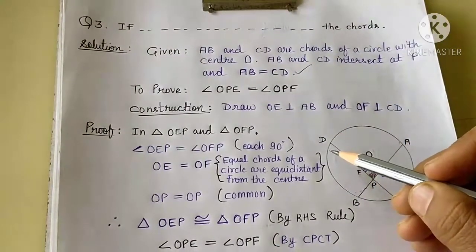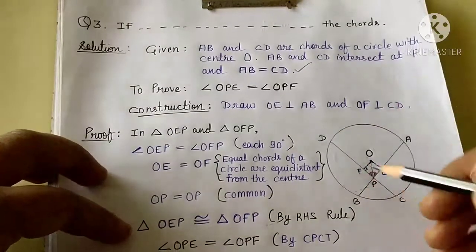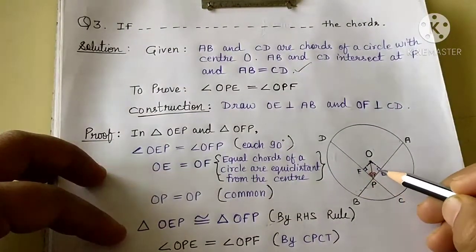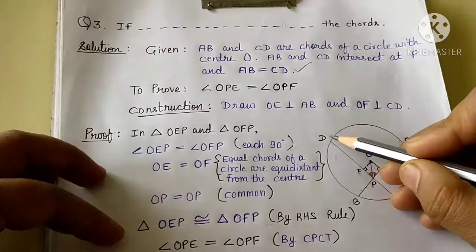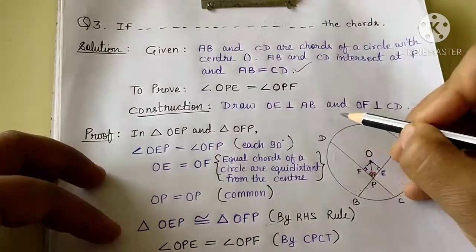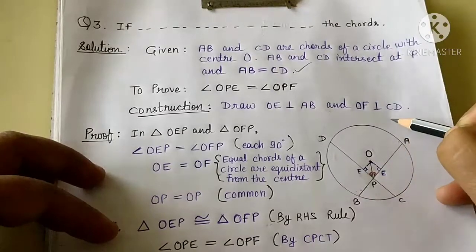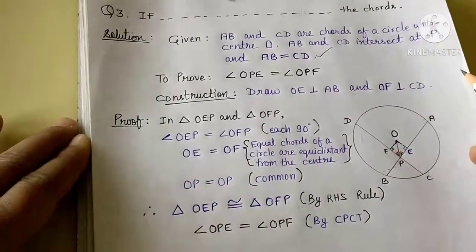So let's do our construction first. What construction have we done? We have drawn OE, which is perpendicular to AB, and we have drawn OF, which is perpendicular to CD. See this one we have drawn. Construction we have done. Now start our solution.